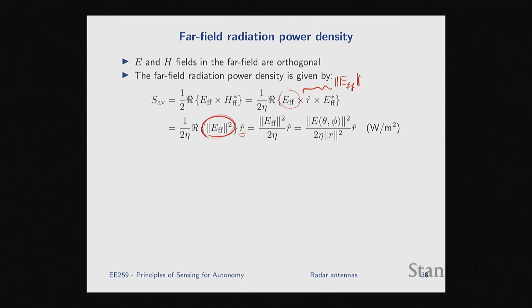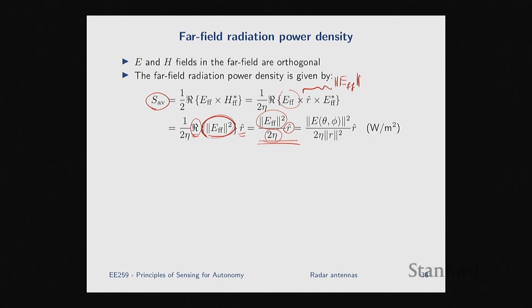So the norm squared of E is a real quantity. The norm of any vector is real valued, so the real part doesn't matter. We can drop it. And our power radiation, the power flux density, becomes just the square of the far field E divided by 2 eta, and it's being radiated in the R hat direction.